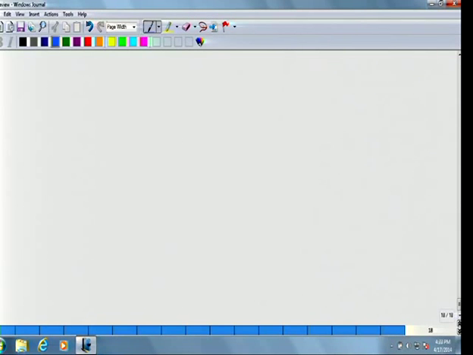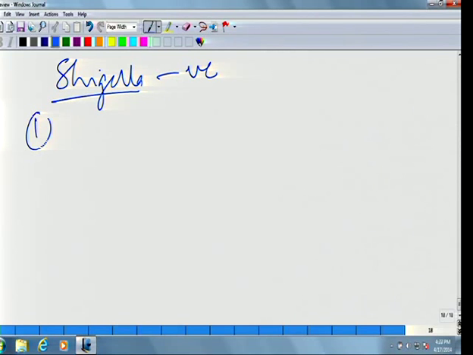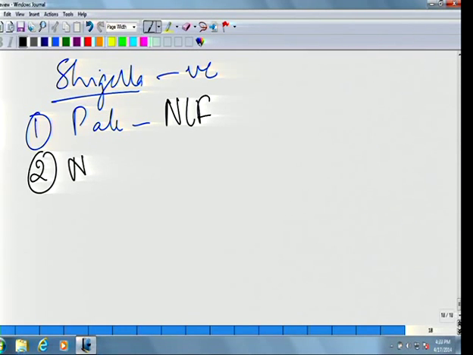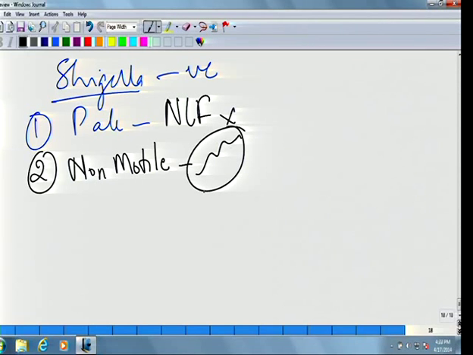Let's look at Shigella. So if you're looking at Shigella, this is a gram-negative rod, and on MacConkey's it would produce what kind of colonies? Pale, because it is a non-lactose fermenter, isn't it? It is an NLF. And it is non-motile, which means it does not possess motility. Non-motile is connected to which? No flagella. Yes, it does not have a flagella. Okay? No motility, no flagella.